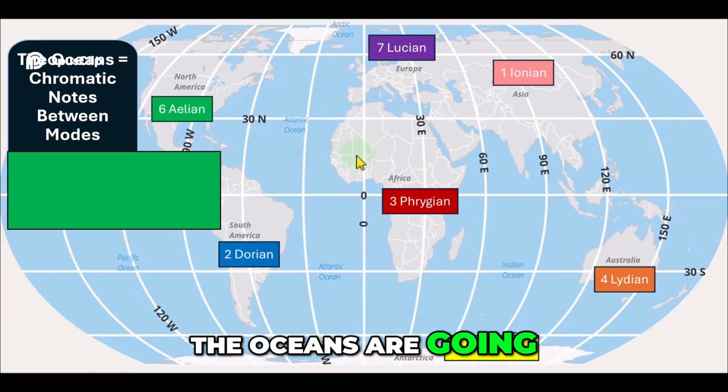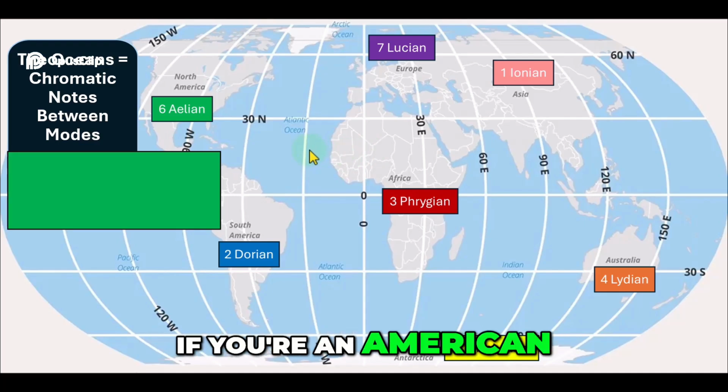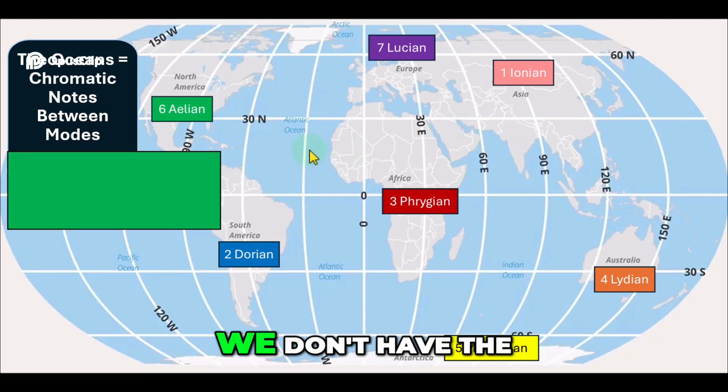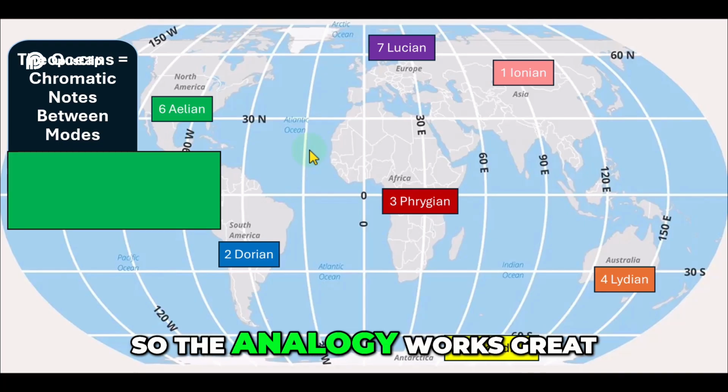Now, what about the oceans? Well, the oceans are going to be the other 5 locations. Now, look how beautifully this works out. If you're an American, you probably might not even know that there's 7 continents and 5 oceans. We don't have the best school system here, but there are. So the analogy works great.